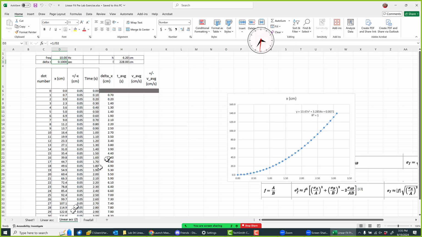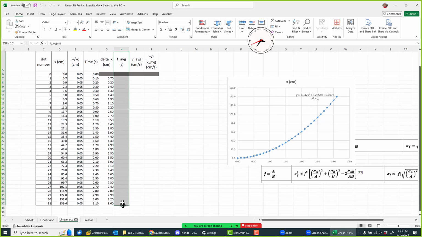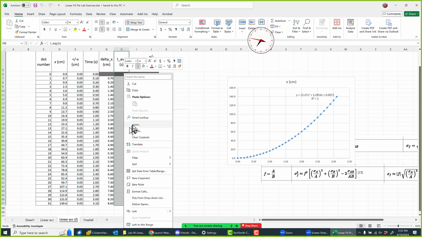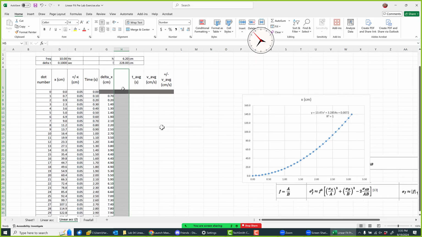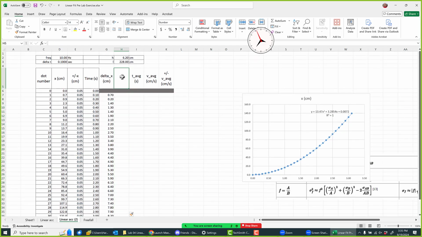All right, what's next? Now, what I forgot was I need a plus minus on delta x. So what I can just do is select this column, and then I right mouse click and pick insert, and yeah, I want to shift all of them right. So now I've got my new column. So I need apostrophe plus minus, and it's delta x. And that's also in seconds. No, it's in centimeters, duh.